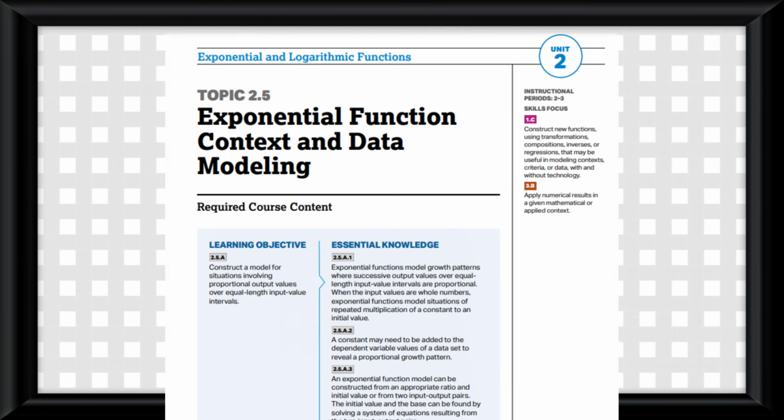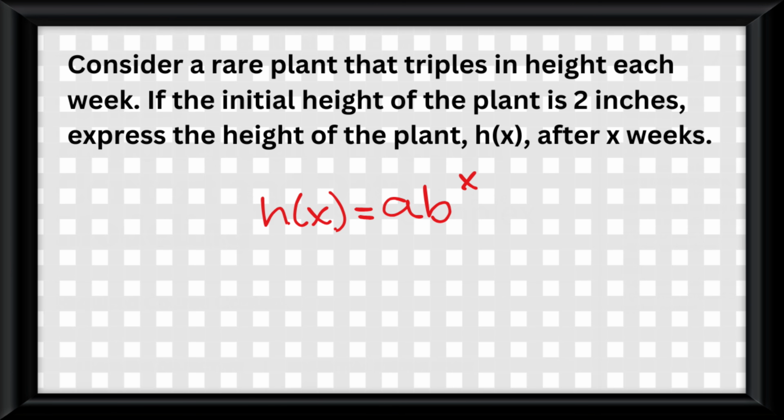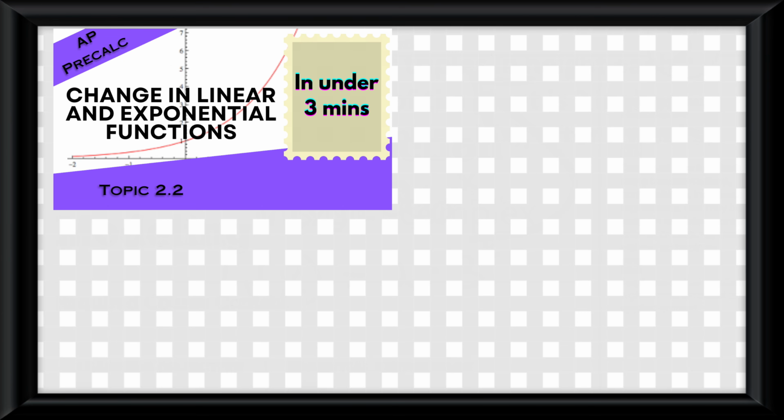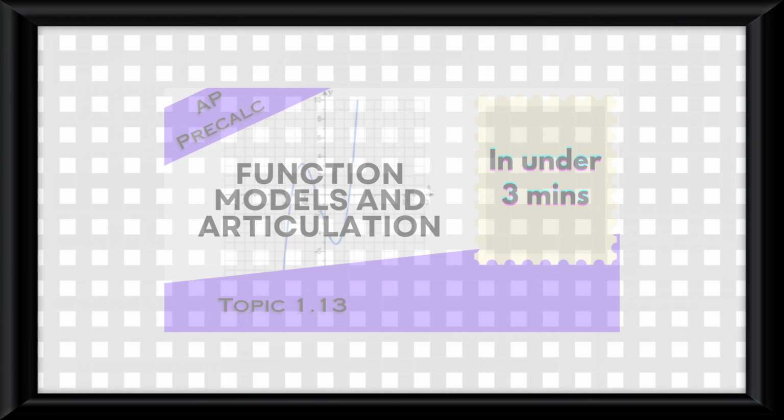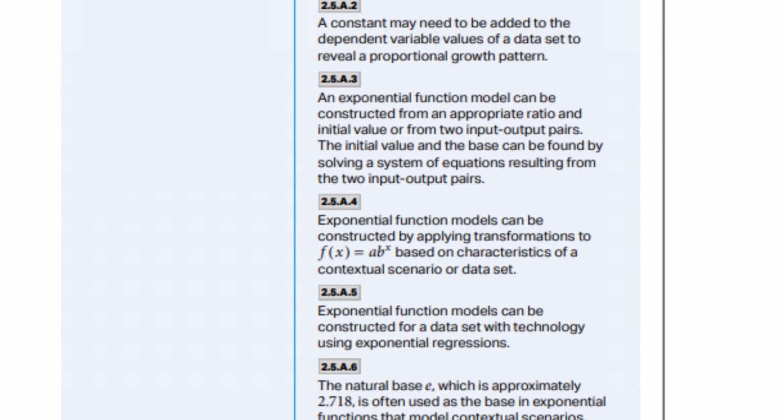2.5 is all about building exponential functions from scenarios. Now listen, this isn't complex. You can tell an exponential function is a best fit for a scenario if you see it based on multiplication, and you should already know how to build an exponential function from my topic 2.2, 3, and 4 videos, and you should know how to model from scenarios from my topic 1.13 video, so I'm not going to simply repeat everything I said. There is, however, a lot of other things from this topic we need to talk about.